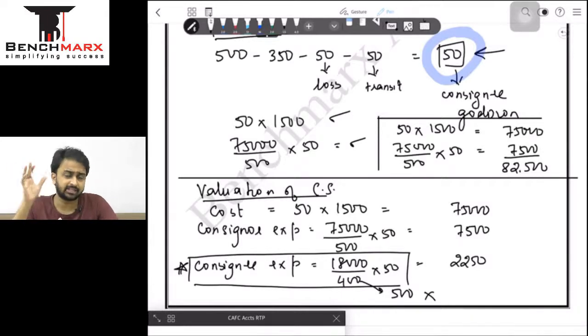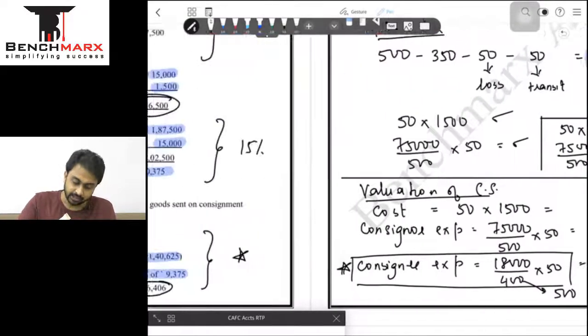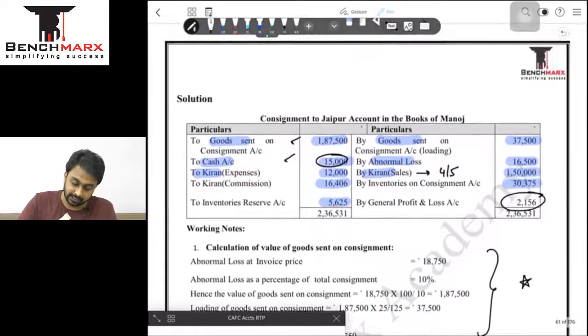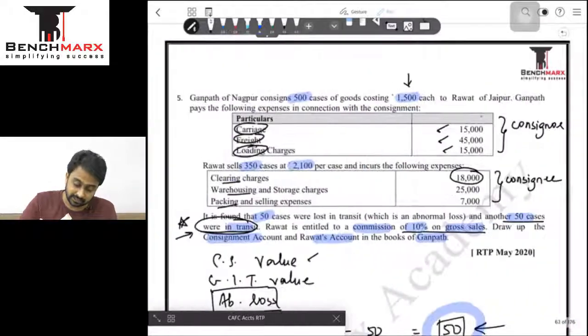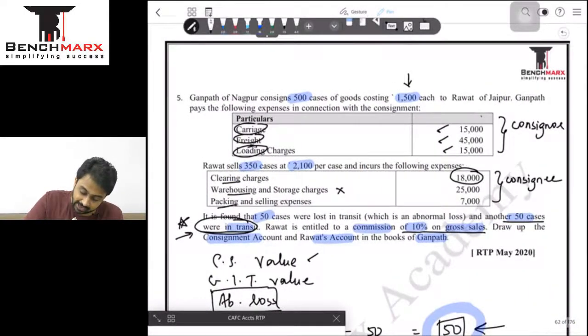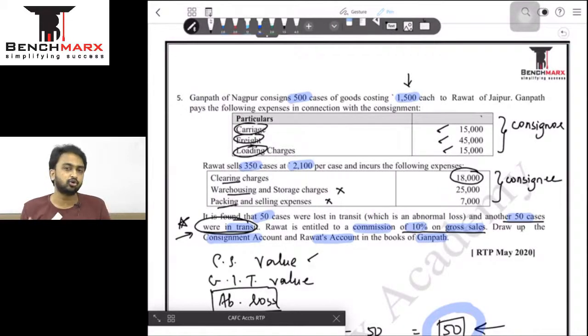So whatever expense was incurred by the consignee will only be incurred on 400 goods, because the 50 he did not get at all, lost in transit, and the other 50 he did not get further because they are still in transit. So whatever amount he has spent, he has only spent on 400 goods. So 18,000 is for 400, how much is for 50? And we have not taken the consignee expenses for this and this in my stock valuation, because these are incurred after the goods have reached the consignee's godown.